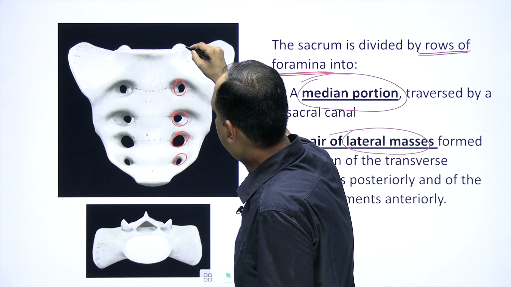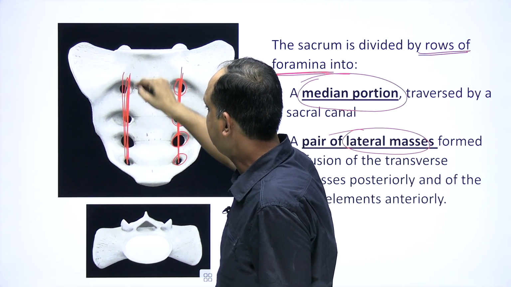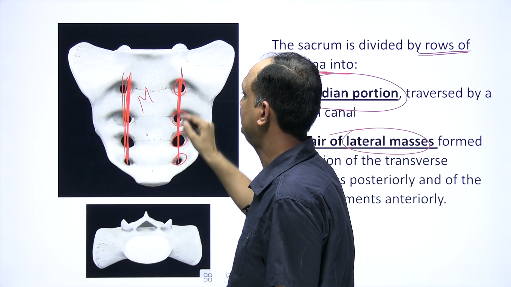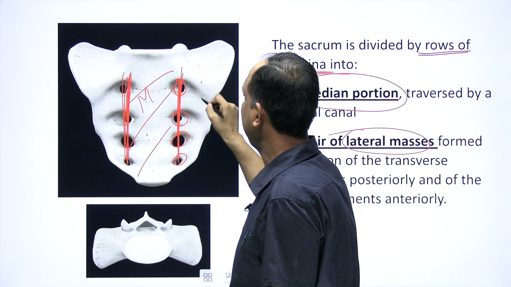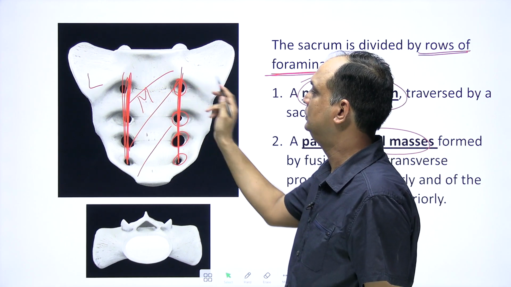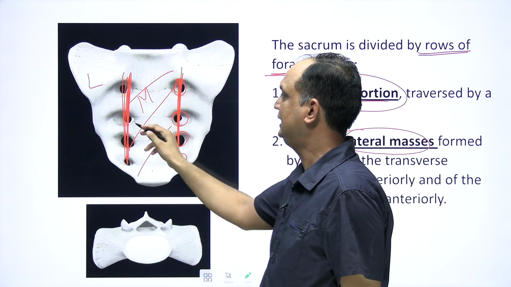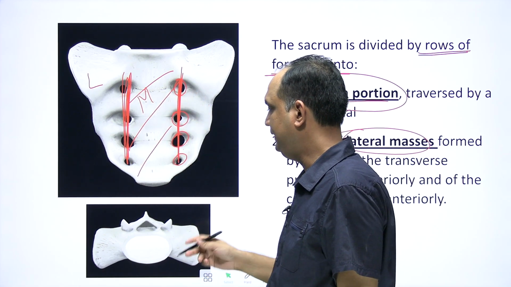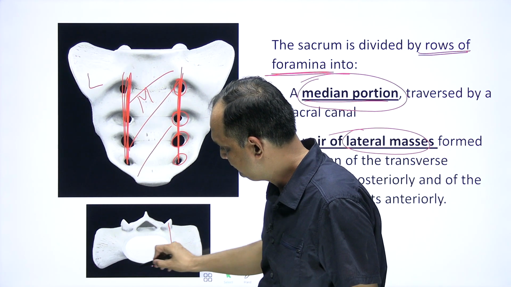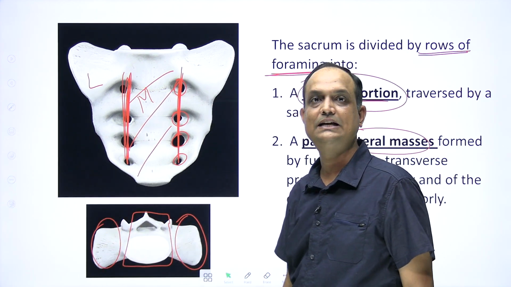And if you pass a line through these dorsal and ventral sacral foramina, we will divide this whole bone into three parts. One is this central or midline or median segment of the bone, and the lateral masses of your sacrum. The lateral mass is present on both sides, while this median portion is present between the sacral foramina. Now this is the superior view or the base, where you can see your midline portion and these two lateral masses of the sacrum.